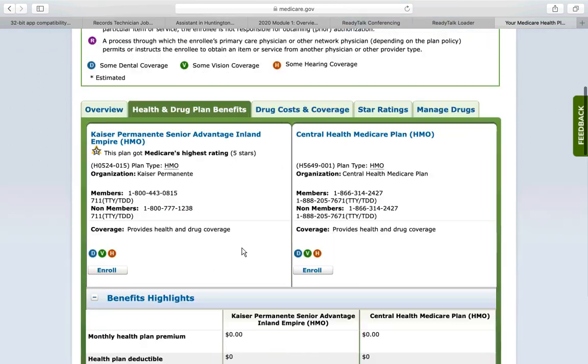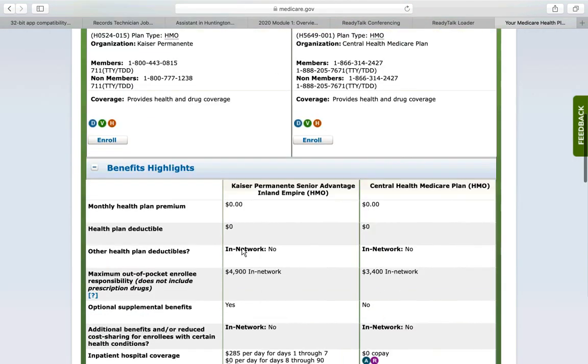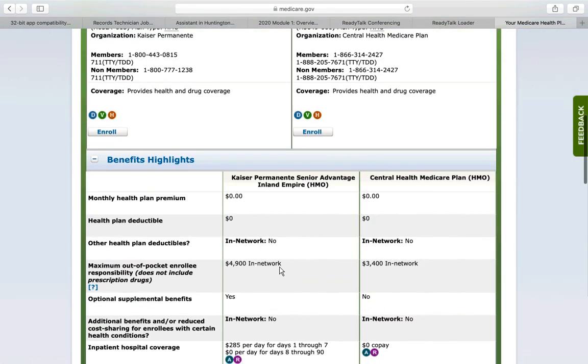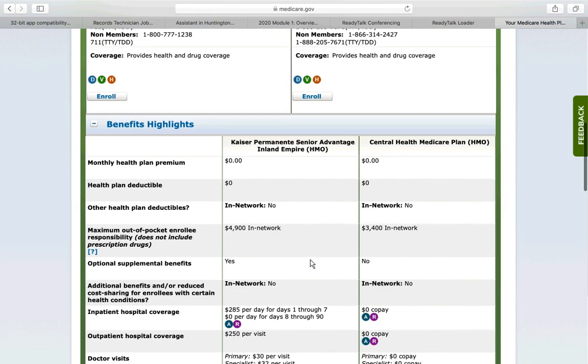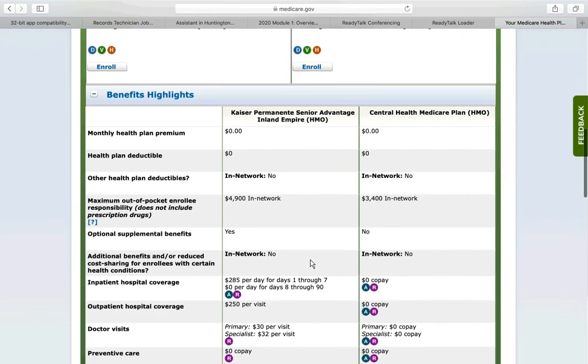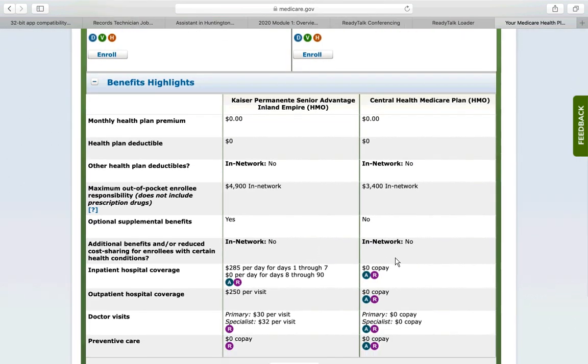Okay, neither plan has a monthly premium, neither plan has a deductible. Kaiser has a higher maximum out of pocket at $4,900, where Central Health Plan is only $3,400. They're going to say, oh, okay. Inpatient hospitalization, Kaiser's $285 per day for the first 7 days. Central Health Plan is zero copay. They're like, oh, whoa, okay, that's a big difference.